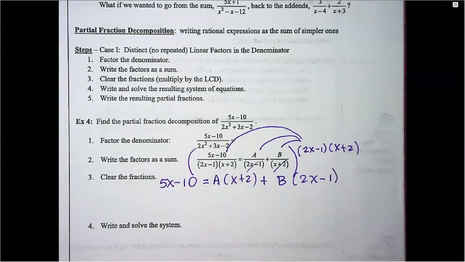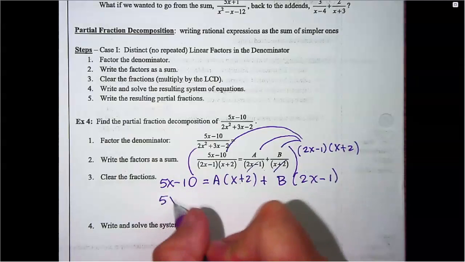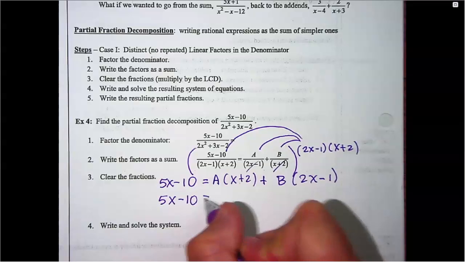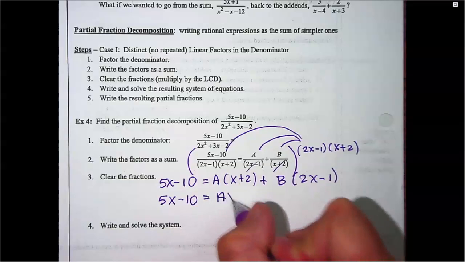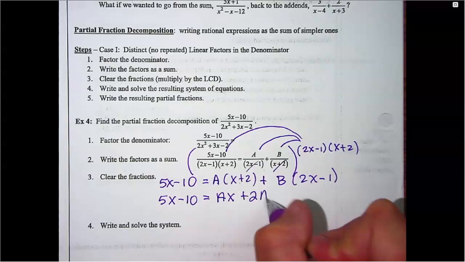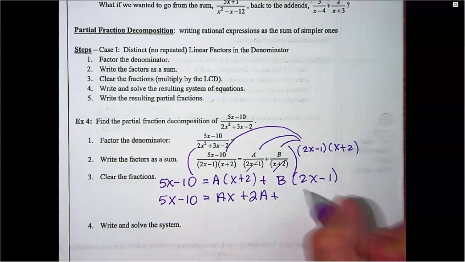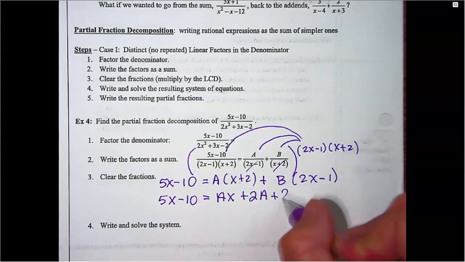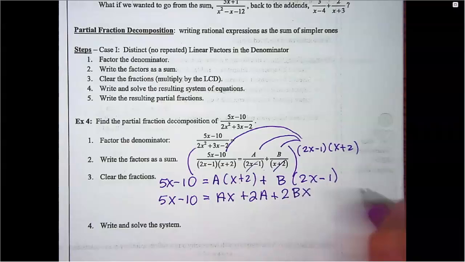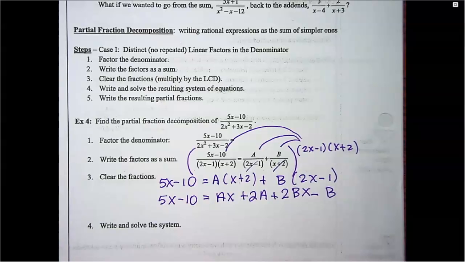All right, are you guys good so far? Any questions? All right, so we're going to keep going. So now what we're going to do is just distribute the a and the b. So we have 5x subtract 10 equals ax plus 2a plus 2 times b times x is 2bx minus b. So I just distributed the a and the b.